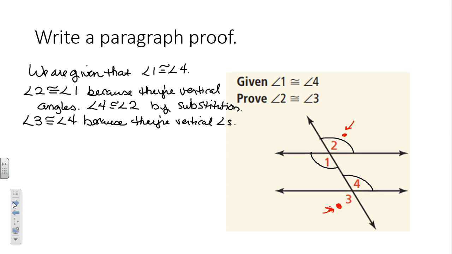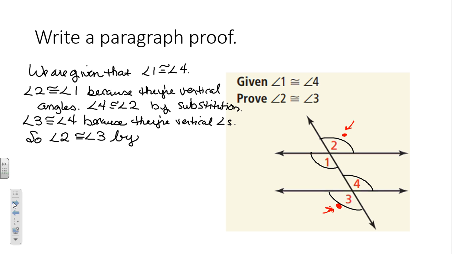Now we've got 4 congruent to 2 and 3 congruent to 4. Can we get to where we're trying to get? We're trying to prove 2 and 3 are congruent. They all have the arcs, right? So from these 2 statements, can we say then that 2 is congruent to 3? Absolutely. By what? Transitive?